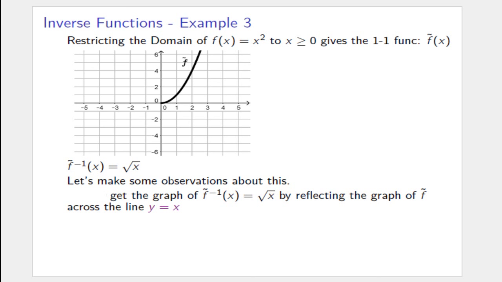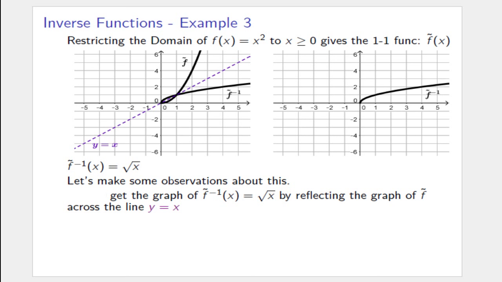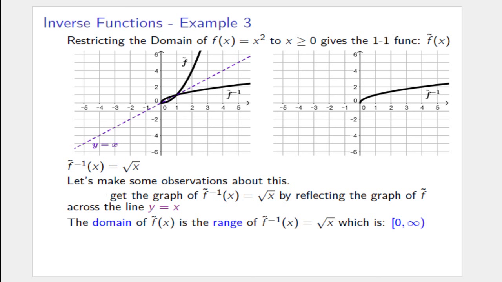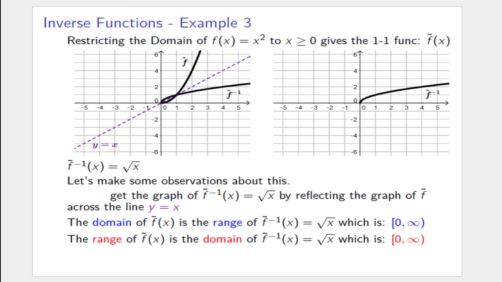We can get the graph of f tilde inverse of x, equal to the square root of x, by reflecting the graph of f tilde across the line y equals x. This agrees with the graph of the square root of x that we found earlier. In addition, the domain of our function is the range of its inverse, which is everything from 0 to infinity. And the range of f tilde is the domain of its inverse, which again is everything from 0 to infinity. This is why when we take the square root of a number, we only take the positive one.